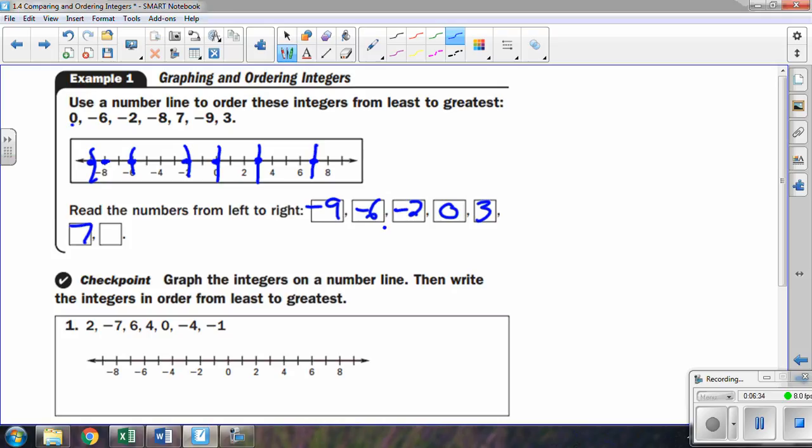Yep. I forgot to plot it earlier, so now I'm going to have to erase a bunch of this stuff because I missed the point that I plotted earlier.